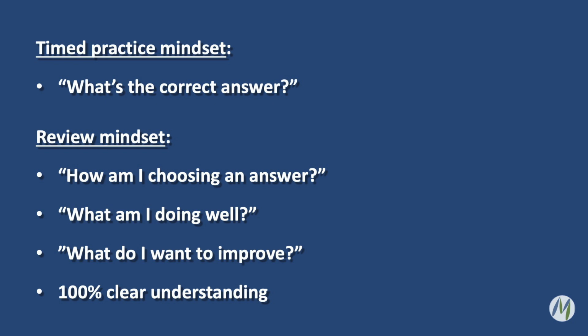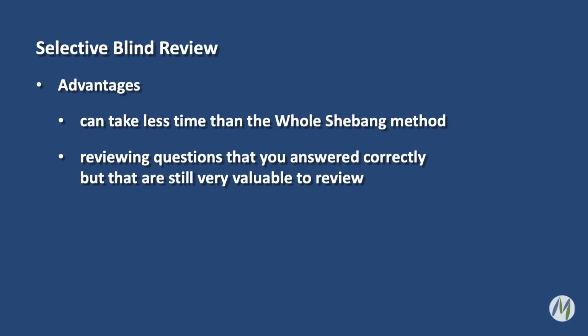Take the time to understand each passage, each game. Take the time to understand each question. Notice exactly what makes each answer choice incorrect, if it's a wrong answer, and understand exactly what makes the correct answer correct. This selective blind review method has the advantage of the what did I do wrong method in that you'll probably review a smaller number of questions. It also has the advantage of the whole shebang method in that you're not just reviewing questions that you answered incorrectly. You're taking the time to review questions that you answered correctly, but that you still might be able to learn something from.